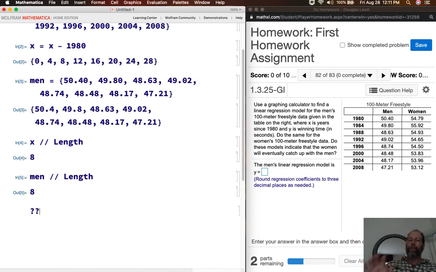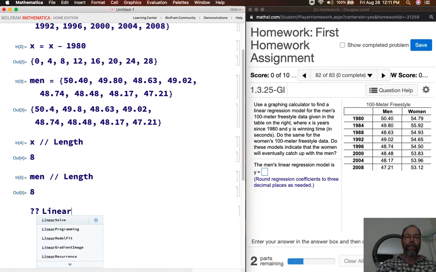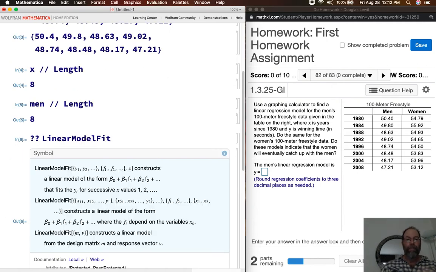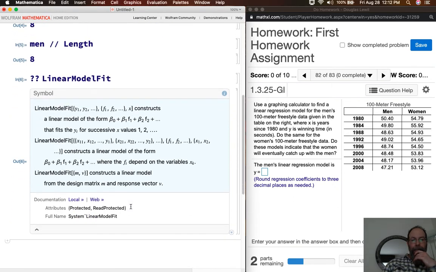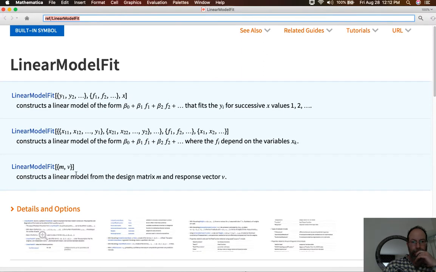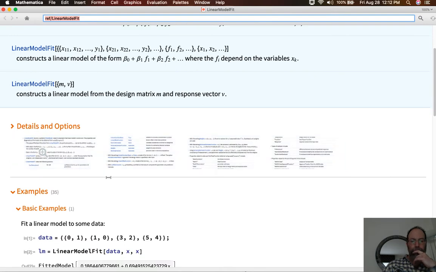So just to make sure I remember how to use this function, I'm going to look it up. Double question mark, LinearModelFit. Shift Enter. Okay, and I'm going to click on local. Okay, so LinearModelFit, these are examples. Constructs a linear model of the form. Let's look at the examples.